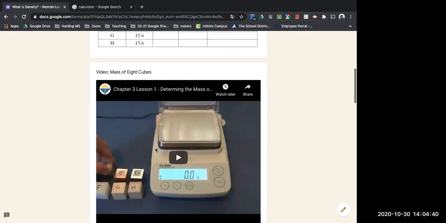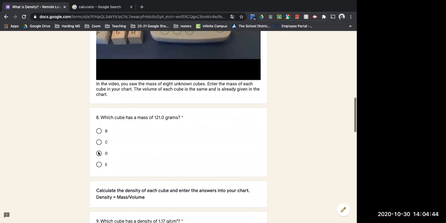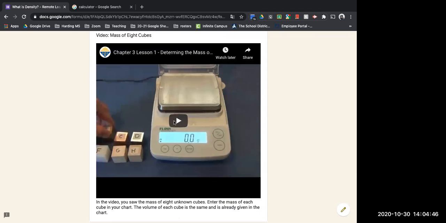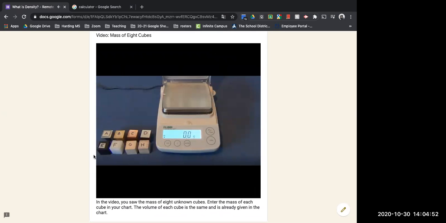All right. So now we're going to watch it. You're going to go A, B, C, D, E, F, G with it, and then we're going to probably determine what they all are. All right. Let's go. We're going to do an activity together. You can see here that we have 8 cubes. The cubes are all the same size and are 15.6 cubic centimeters. The cubes are labeled A through H. Each cube is made of a different material.